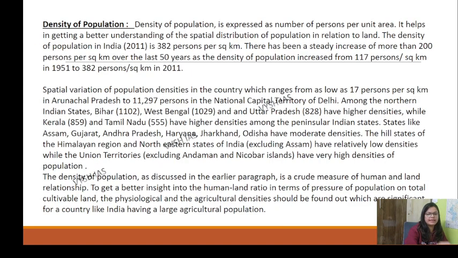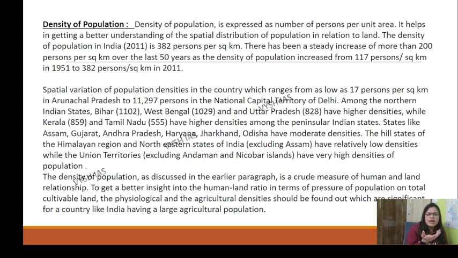Okay, moving ahead. Density of population. You can find a question over here. This becomes a very easy question. What is density of population? Number of persons per unit area. Nobody is going to ask you what density is, but expressing it in numbers helps you understand the better distribution of population in relation to land. So for better understanding of the spatial distribution of population, we need to understand the density of population: number of persons divided by unit area.